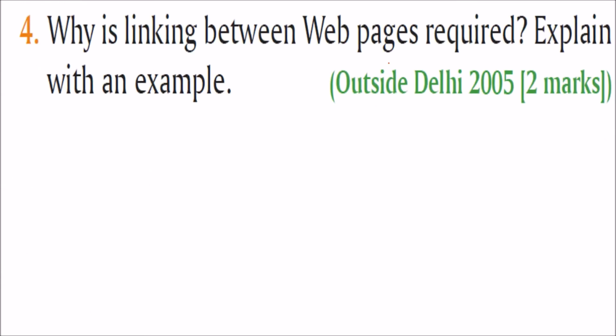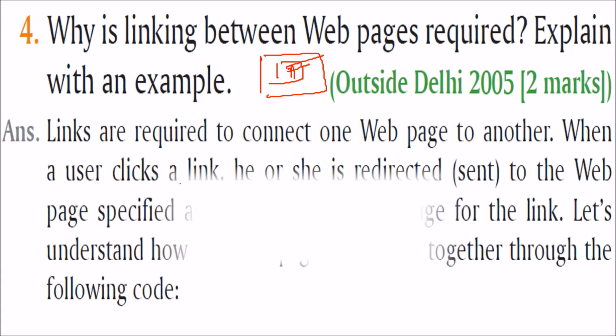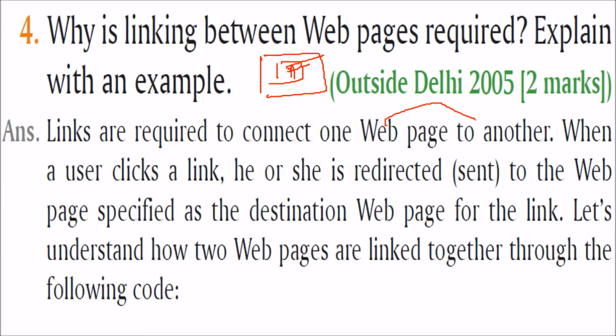Why is linking between web pages required? Explain with an example. You know that a web page is nothing but a file in a folder on a web server. So we may have 1 web page, 100 web pages, 1000 web pages. How to link these web pages? How to relate them? This is only possible with linking, hyperlinking. So links are required to connect one page to another.